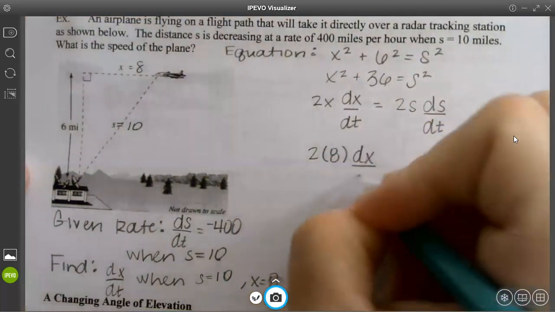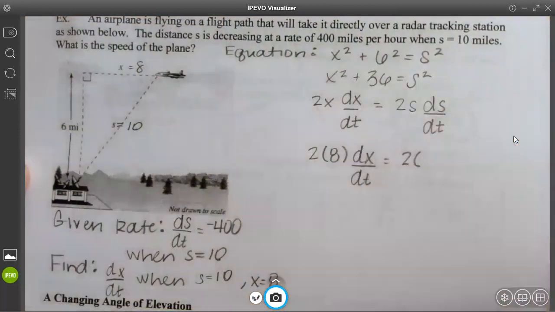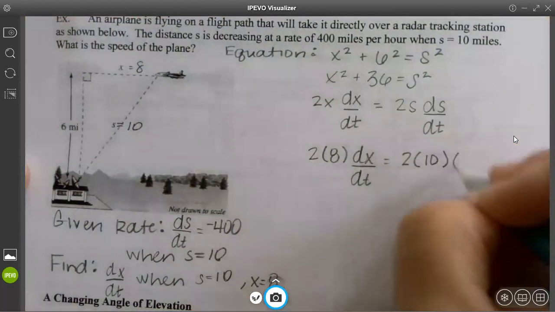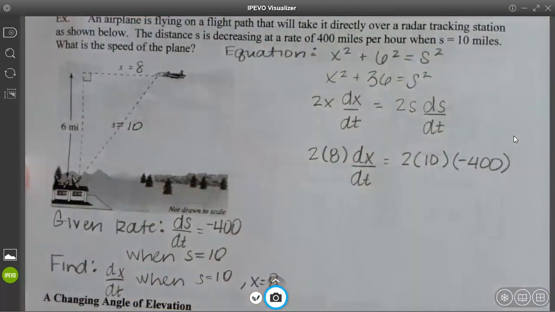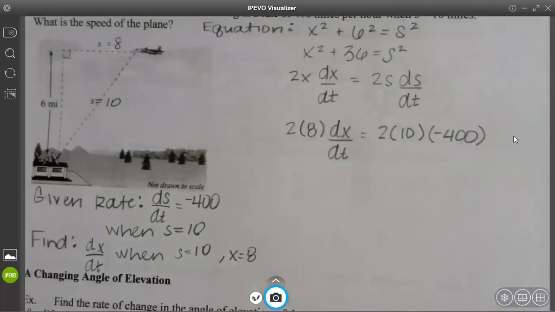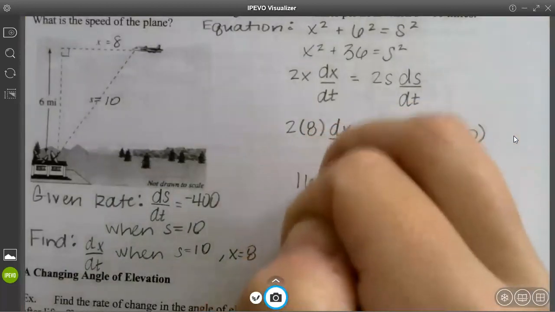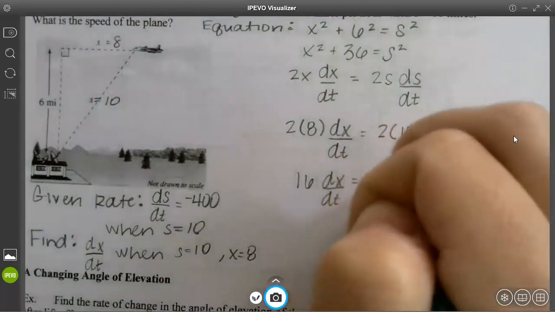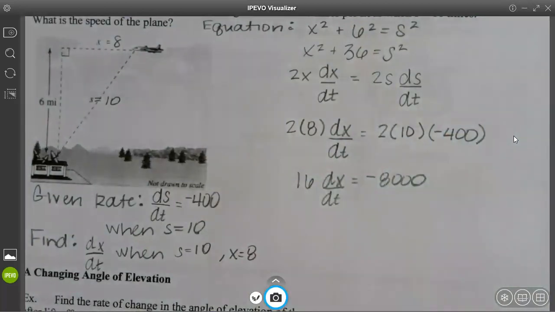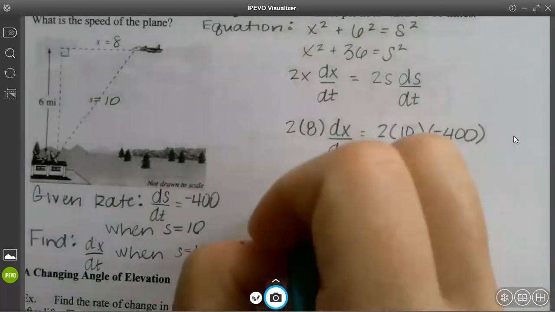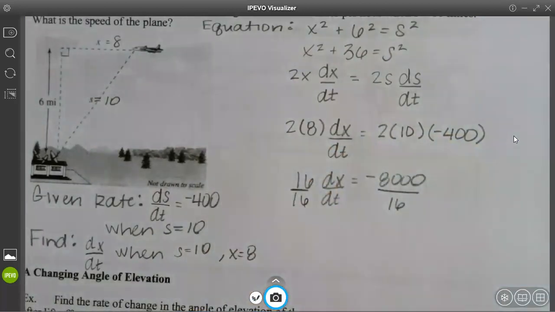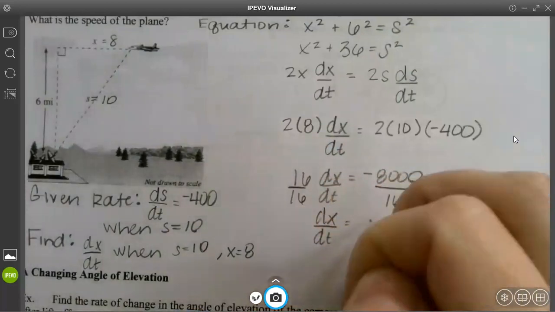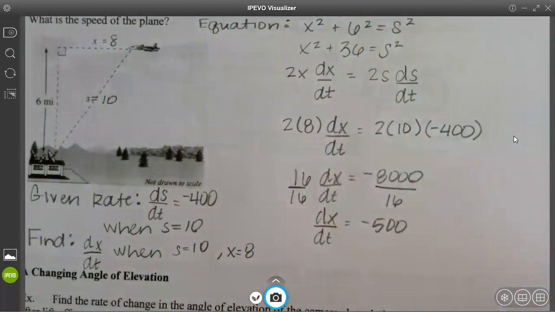I need to find dx over dt. I have 2 times s, 10, and ds dt is negative 400. Make sure that you have the negative on there, otherwise it's messing up your answer. 2 times 8 is 16 dx over dt. 2 times 10 times negative 400 is negative 8,000. And then how do I solve? So maybe it makes it a little easier to do if you just go ahead and plug in and then solve for dx dt rather than trying to solve for dx dt and then plug in. Gives you negative 500. What are my units?